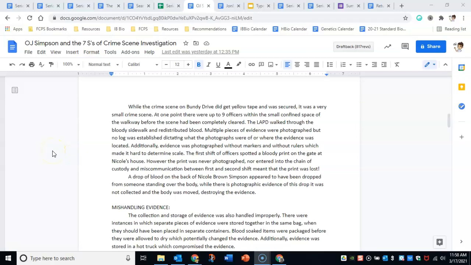While the crime scene on Bundy Drive did get yellow tape and was secured, it was a very small crime scene. At one point, there were up to 9 officers within the small confined space of the walkway before the scene had been completely cleared. The LAPD walked through the bloody sidewalk and redistributed blood. Multiple pieces of evidence were photographed, but no log was established dictating what the photographs were of or where evidence was located. Additionally, evidence was photographed without markers and without rulers, which made it hard to determine scale.